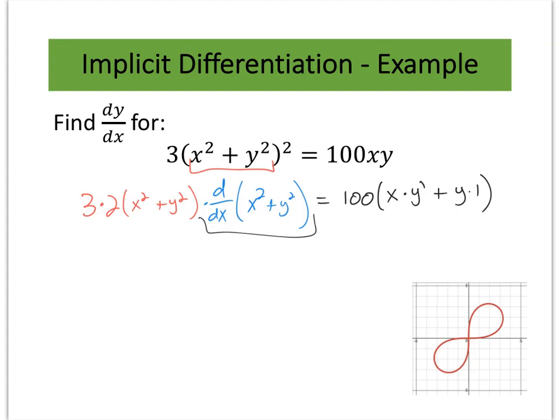So I'm just going to clean everything else up. So it's going to be 6 times x squared plus y squared, times the derivative of this, which is just piece by piece, 2x plus 2y, implicit differentiation, y prime, and then everything else is going to come along for the ride. I'm actually going to go ahead and distribute this back into these guys just for now, because we're going to need to do some solving in a minute.